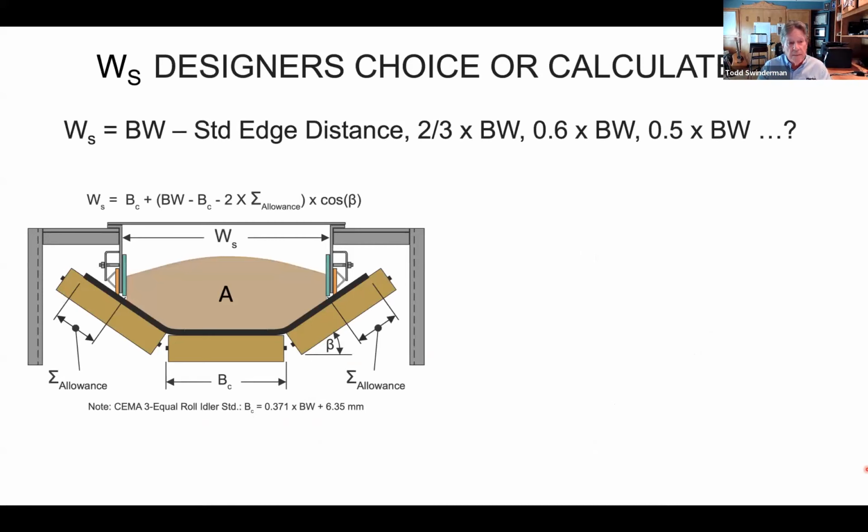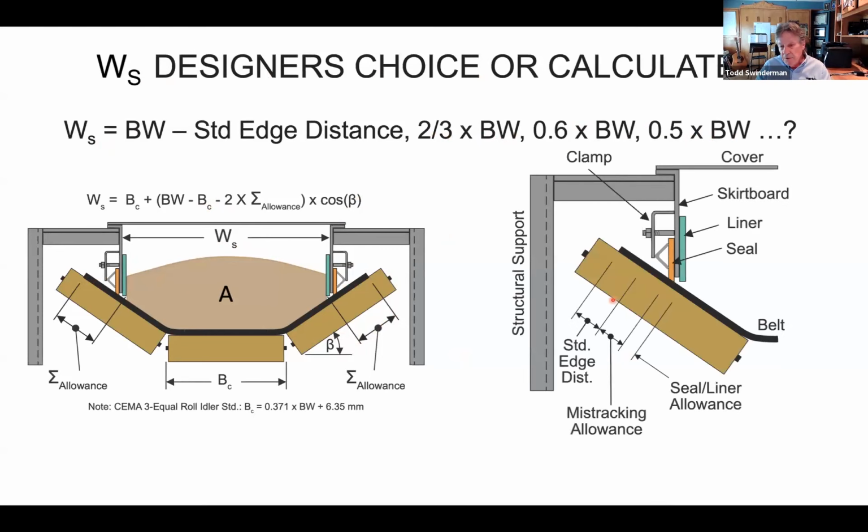So typically this distance, what we call W sub S for skirt boards, is either 2/3 the belt width or something in between. And quite often the designer just picks that number without a lot of thought. But what we really need to do is calculate what's available here based on some allowances on the wing rollers of our belt.